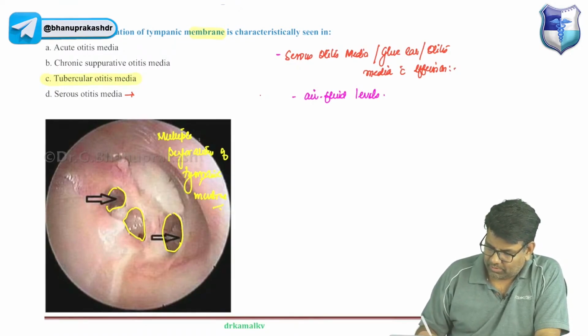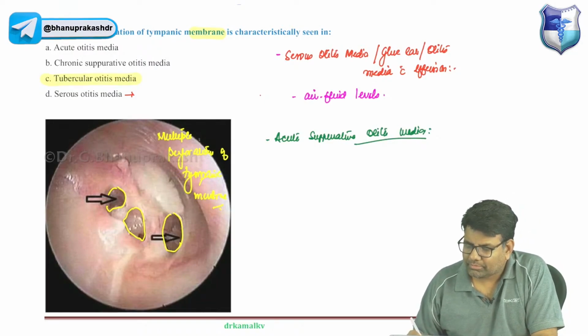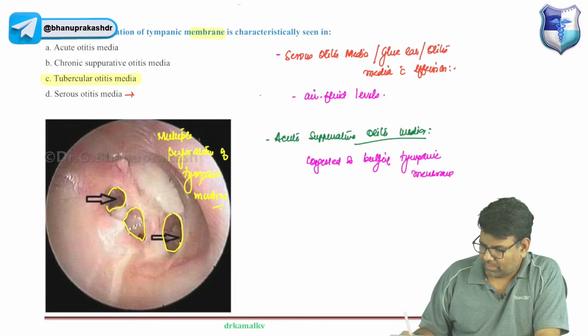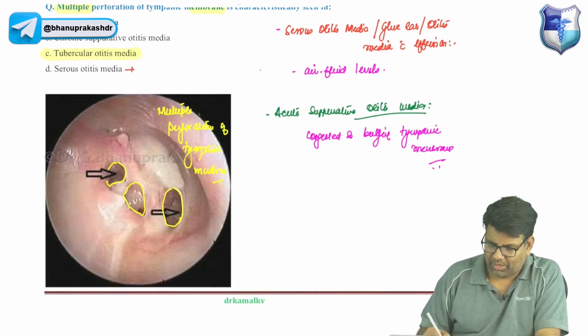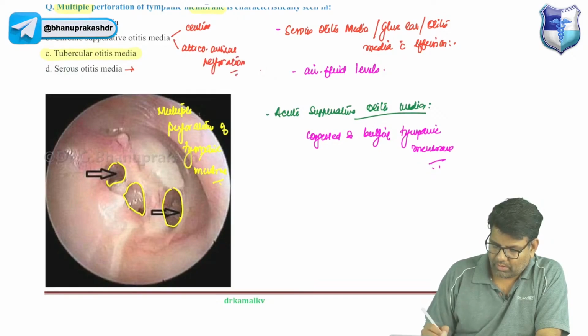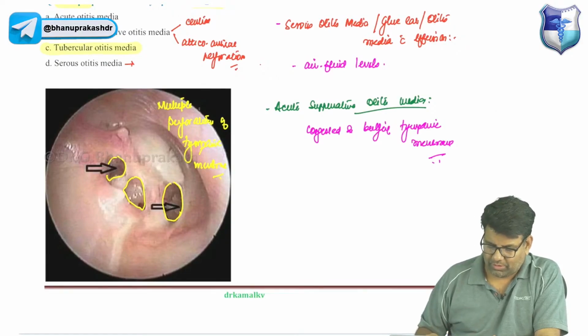And in case of acute suppurative otitis media, what will we see on otoscopic examination? Any idea? We'll see a congested and bulging tympanic membrane. Very good. Right? So a congested and bulging tympanic membrane. In cases of CSOM, we will see a perforation in the tympanic membrane. It can be in the central or attico-antral region. So these are a few words about the typical appearances on otoscopic examination.